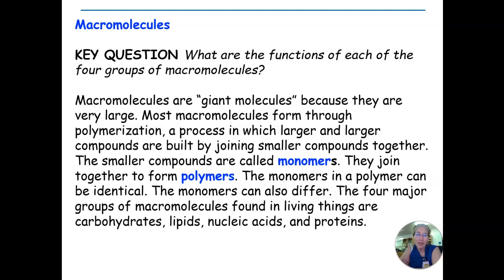So you can think of it like a beaded necklace. The beads are the monomer, and the necklace itself is the polymer. Macromolecules are giant.